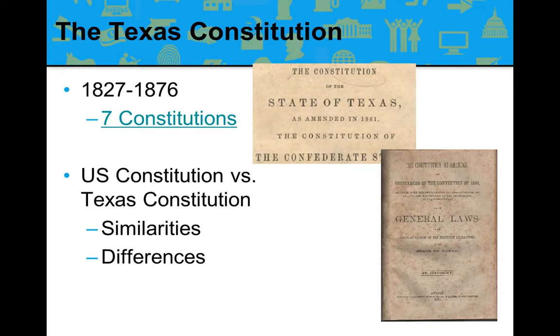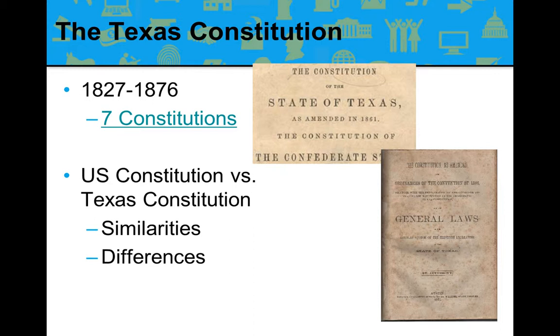The first one was the Mexican Constitution of 1824, and then the Republic of Texas had its own constitution. Then after it was adopted into statehood in 1845, that's the 3rd constitution. It had a fourth constitution when it joined the Confederacy in 1861, and then a fifth constitution in 1866 when it re-entered the Union, and then a sixth in 1869 during the Reconstruction period, and finally our current constitution was written in 1875 and ratified in 1876 at the end of the era of Reconstruction.